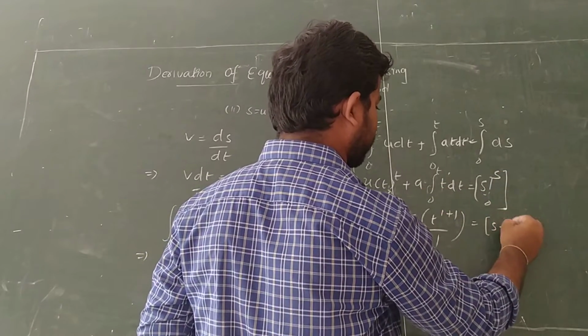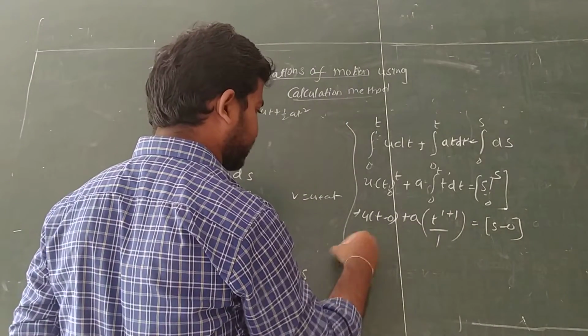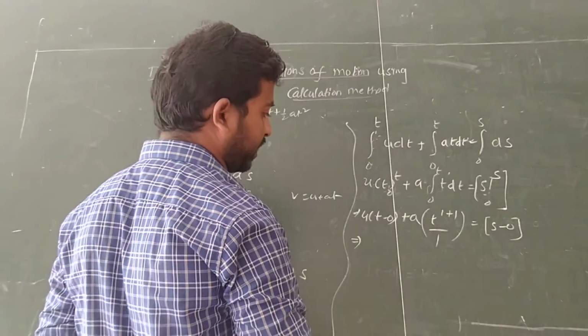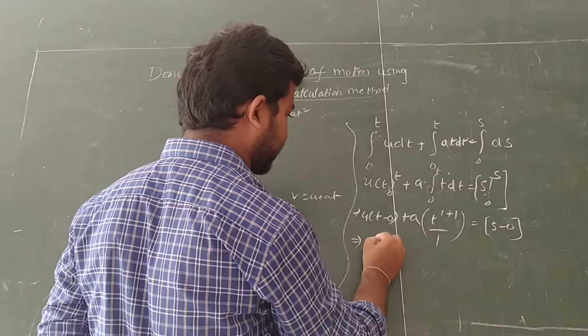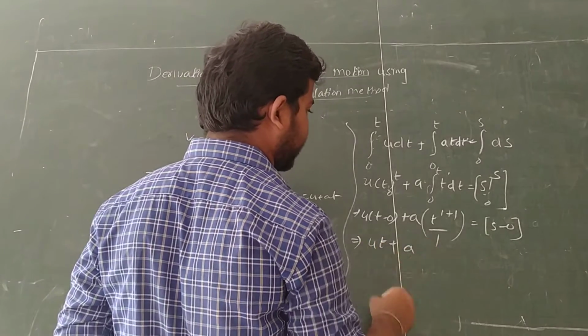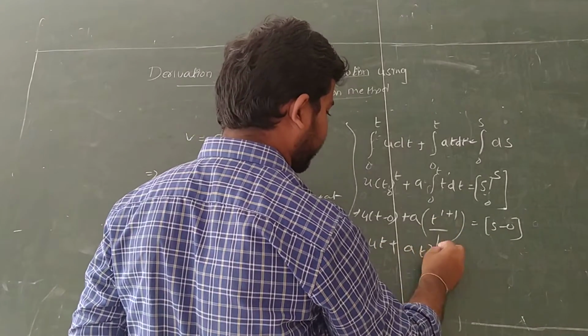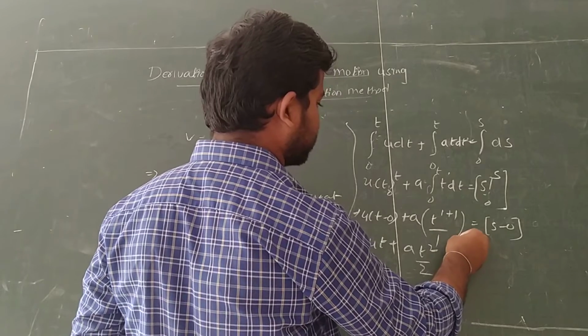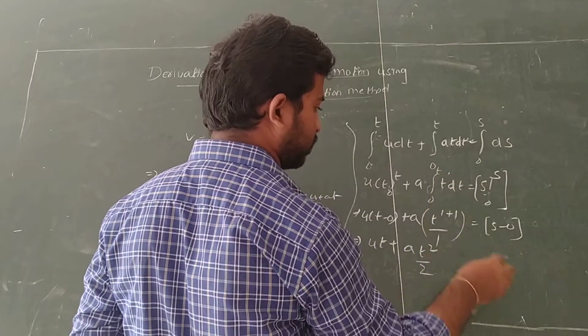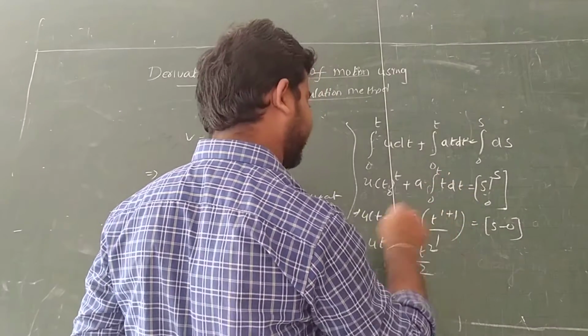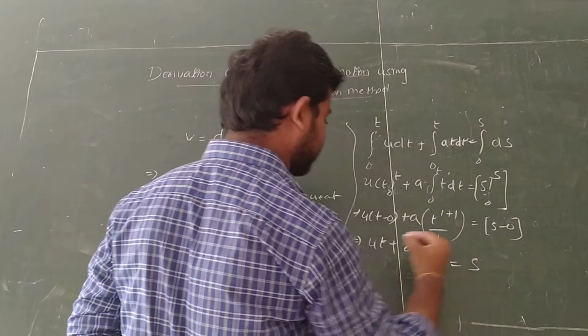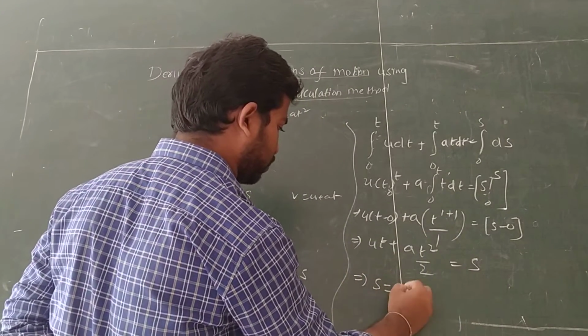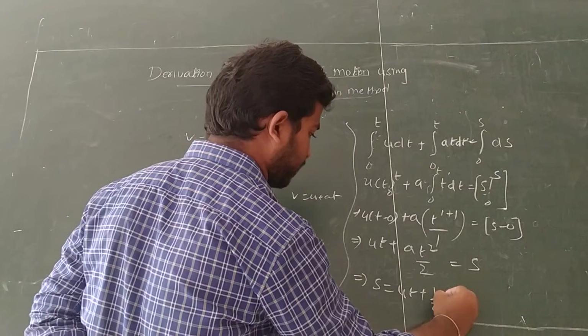Then it is s minus 0. Then ut minus u into 0, which is 0. Then ut plus a, t power 1 plus 1, t square by 2. If you substitute 0 for t, it is 0 only; you just substitute t in the place of t, and again t will come. Then s equals ut plus half a t square.